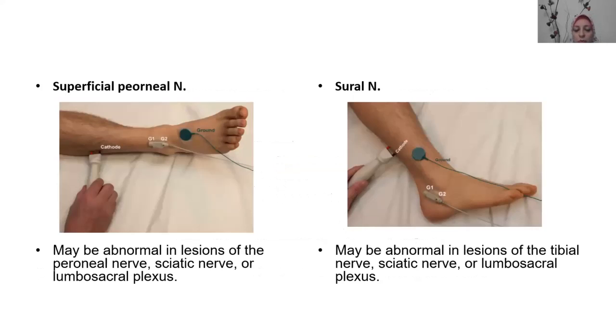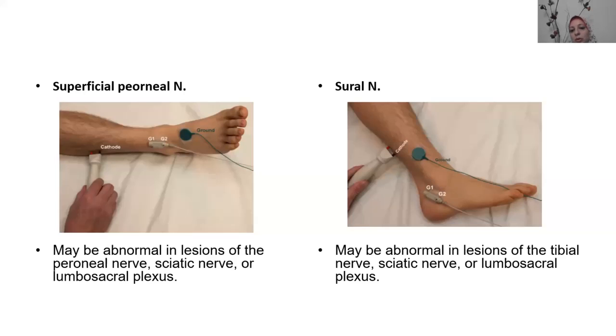So what's the importance of sensory nerve action potential done in routine? Superficial peroneal and sural nerve. For the superficial peroneal conduction study, we record midway between the lateral malleolus and the tibialis anterior tendon and stimulate at the lateral calf about 14 centimeters above the recording site. It will be abnormal in lesion affecting the peroneal nerve, sciatic nerve, or lumbosacral plexus.